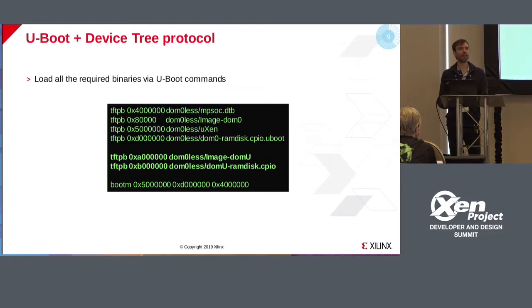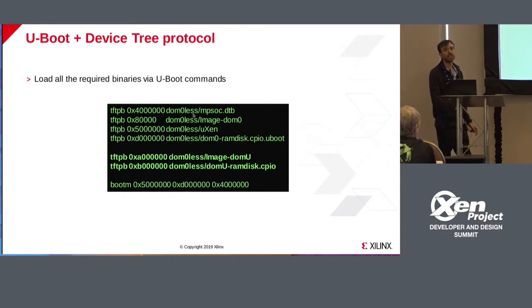How does this all work under the hood? First, you need to load all the binaries in memory. If you're not familiar with U-Boot, it will be a pretty classic boot script that you use to load the binaries into memory and then start. The first 4 lines are about TFTPing binaries into memory at a given location. This is the device tree binary. This is the Dom0 kernel. This is the Xen hypervisor binary. That's the Dom0 ramdisk. The last one is the command to start the system.